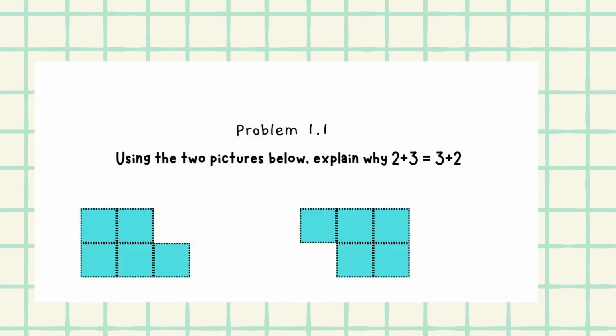First, let's look at the picture on the left. The first row has 2 squares, the second row has 3 squares, so in total, there are 2 plus 3 squares. Now look at the picture on the right. The first row has 3 squares, the second row has 2 squares. In total, there are 3 plus 2 squares. The picture on the right, however, is just an upside-down version of the picture on the left. So flipping a picture upside down doesn't change the number of squares. So we can conclude that 2 plus 3 equals 3 plus 2.